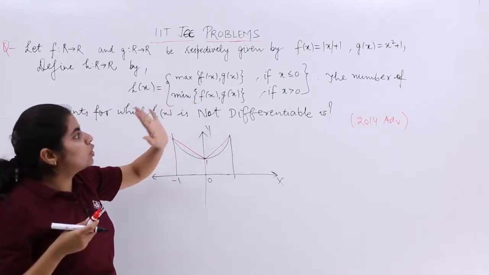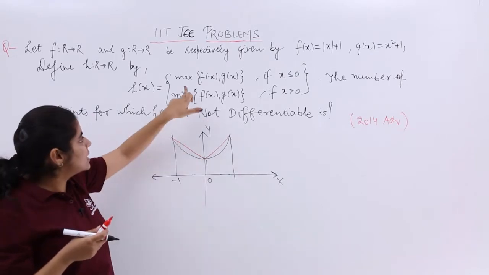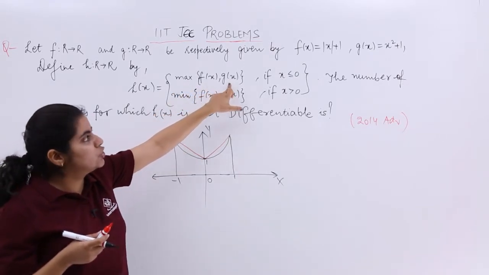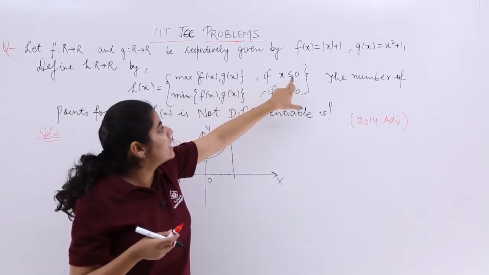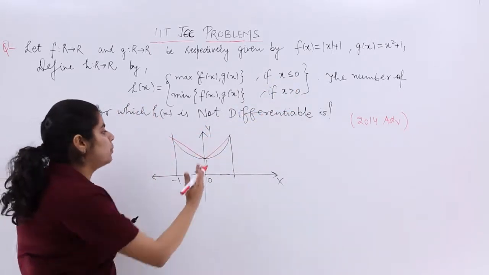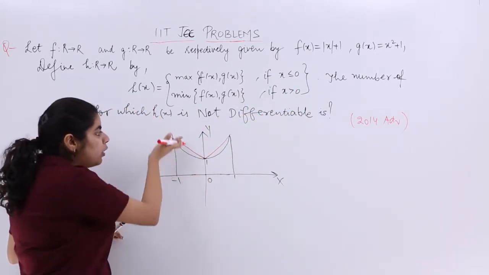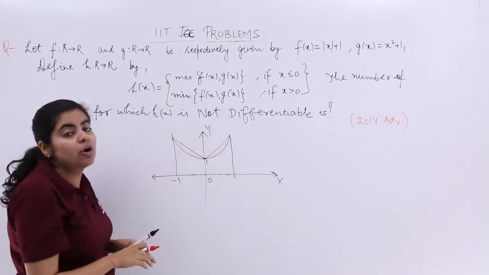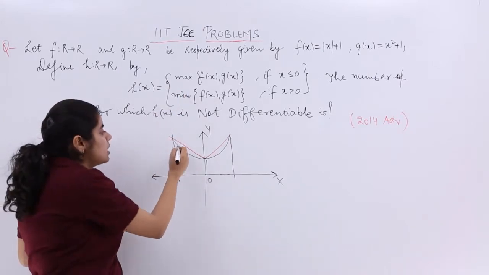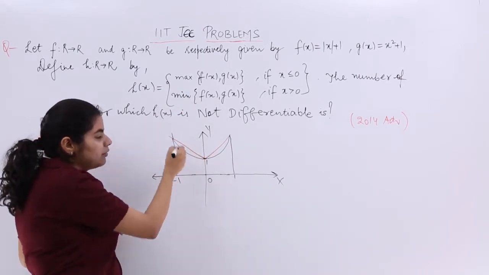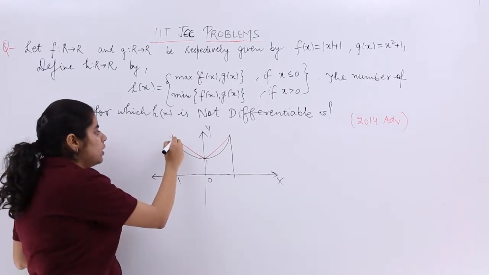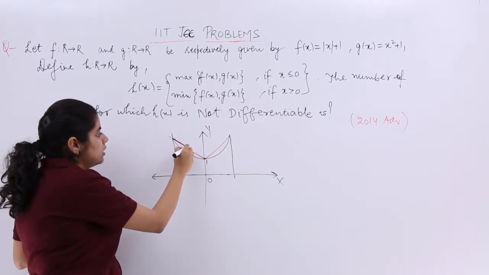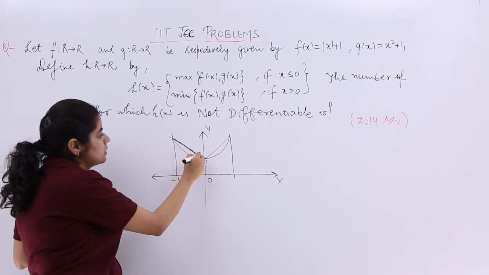Now the definition of h(x) is what? It says maximum of f(x), g(x) when x is less than equal to 0, means on the negative axis whatever is maximum, that is your h(x). So that means maximum of this curve, and the red curve is what? The red one. So your h(x), if I say, is represented like this.